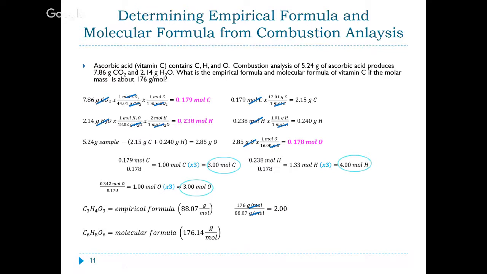I know in the previous problem where I did a percent composition to empirical formula to molecular formula, our ratio came out to be 2 there as well. That's not always going to be the case. Sometimes it's 1. Sometimes your empirical formula is your molecular formula. Sometimes it might be 3 or 4 or 5 or 6. It just depends on that particular substance's empirical formula and then what the molar mass is of the molecular formula.